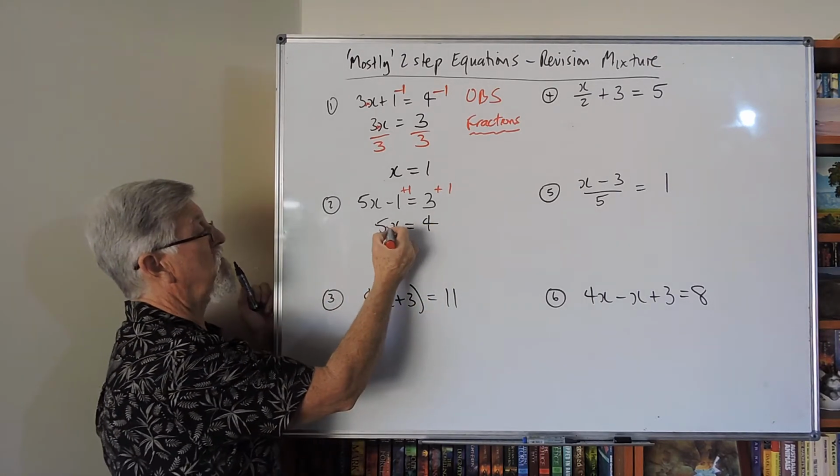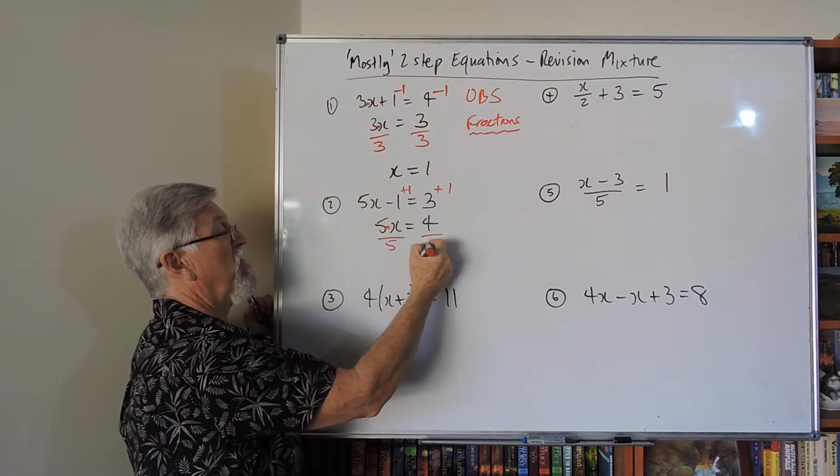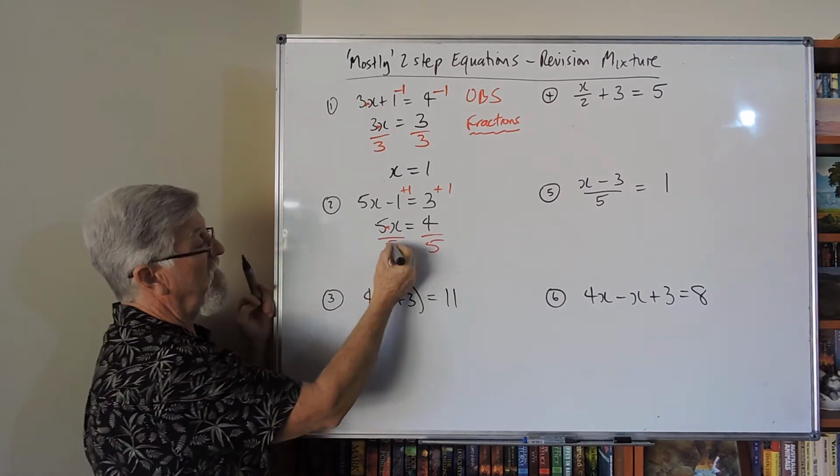Now there's a multiplier there, just like the previous question. The opposite: divide by 5 this side, divide by 5 that side. 5 into 5 goes once.